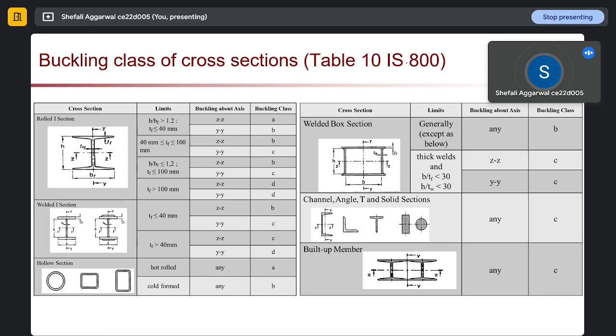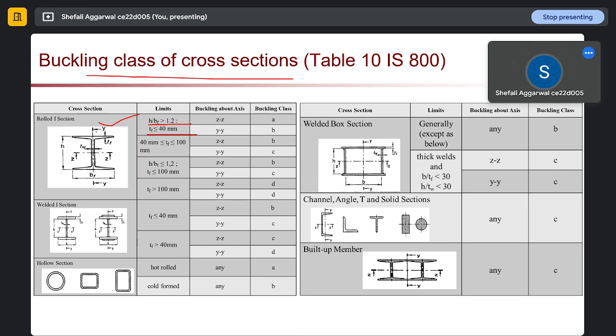Then we can go to the next thing. The next thing is what are the different buckling classes of cross-sectional area. In case of our I section, the limit of I section without buckling is H upon BF should be greater than 1.2 and TF should be less than or equal to 40 mm. Buckling usually happens along the ZZ axis and YY axis, and based on this the buckling class is given.